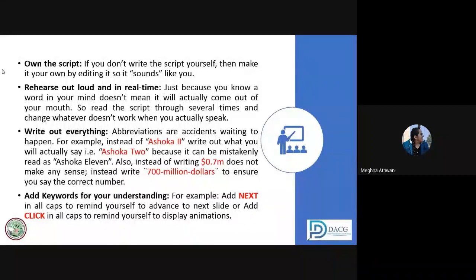For example, instead of Ashoka and the two lines, write it exactly like Ashoka 2. Why do I say that? There is a possibility that you get nervous and you forget and you pronounce it as Ashoka 11, which will be a disaster. So write it exactly how you will say it, because only you have to say it.